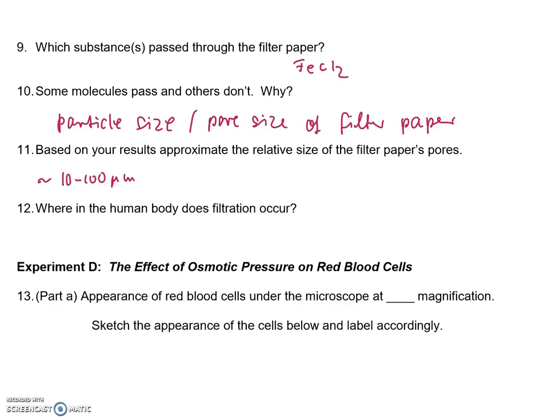On 11, based on your results, approximate the relative size of the filter paper's pores. You have some information given, but these are not microfilters that we have in the lab, and so it's not really awfully important to estimate the size here very accurately. So about 10 to 100 micrometers maybe, based on the fact that starch particles don't pass through the filter paper pores, and starch particles are maybe about 10 micrometers, somewhere around there.